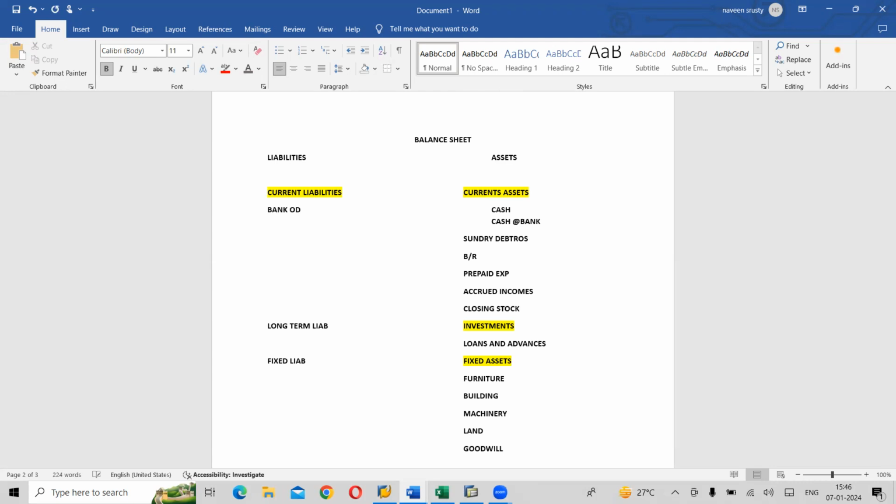Bank OD. Bank overdraft. Next one. After that, sundry creditors. Sundry creditors and debtors. You know that creditors are nothing but our suppliers.